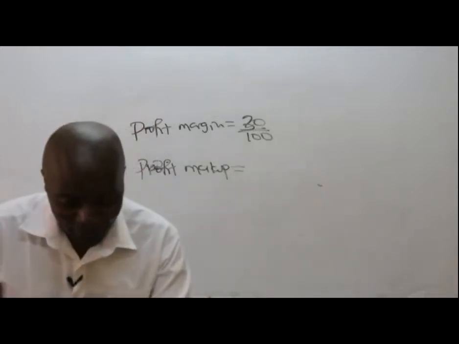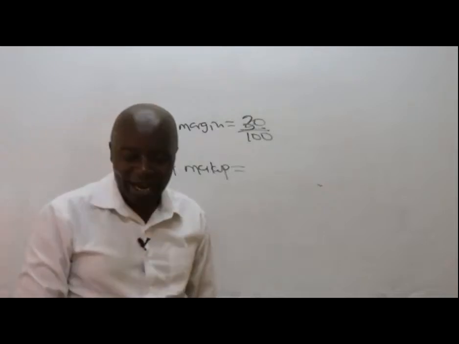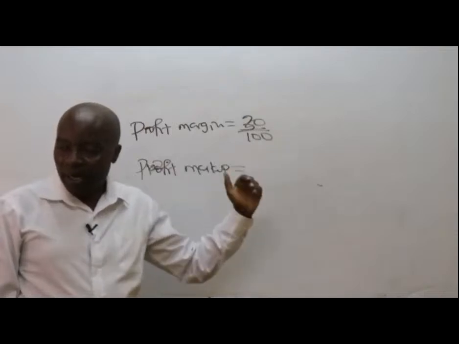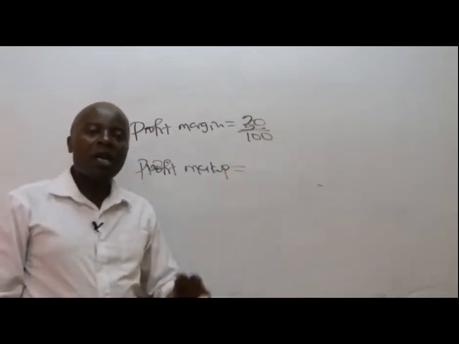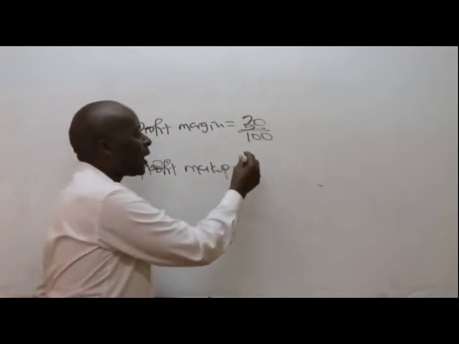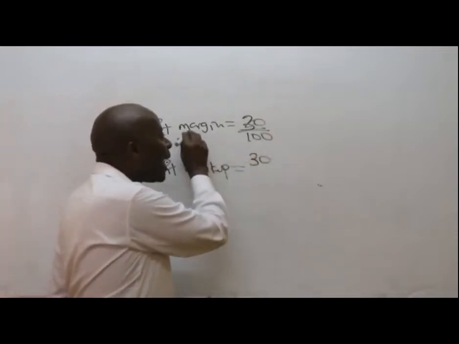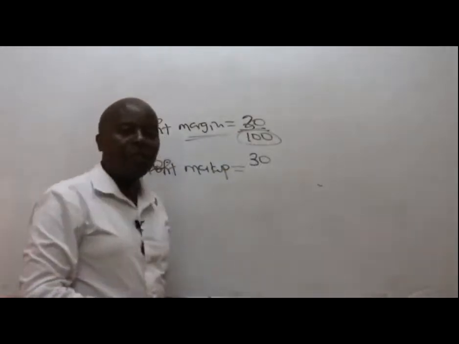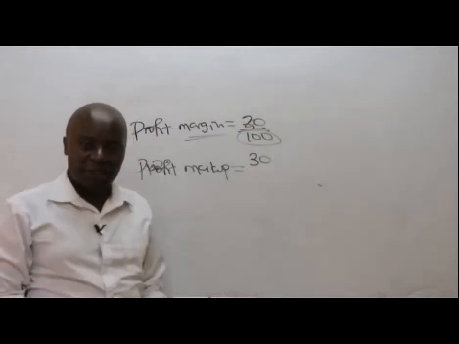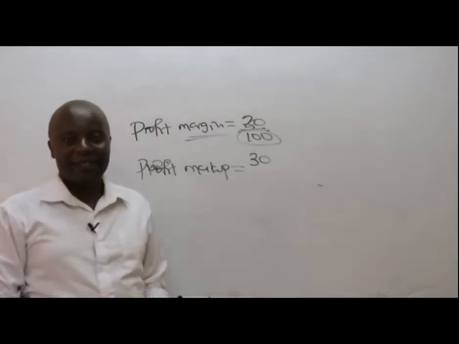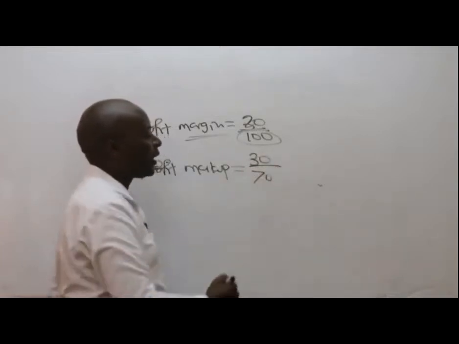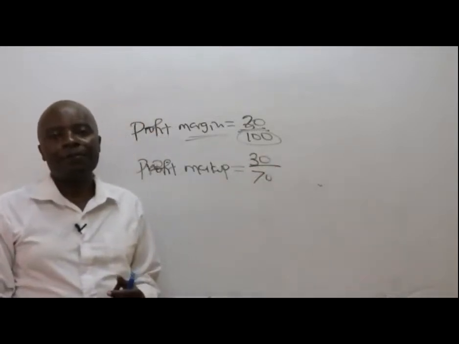Yeah. Anybody who has a suggestion here? Remember, they have given us a profit margin of 30 over 100. But this time round, somebody wants you to get the profit markup. So the profit markup automatically will be 30. Remember, margin has a bigger denominator. So if I'm going to markup, I'm scaling things down, I'm deducting. So this will be 30 over 70.